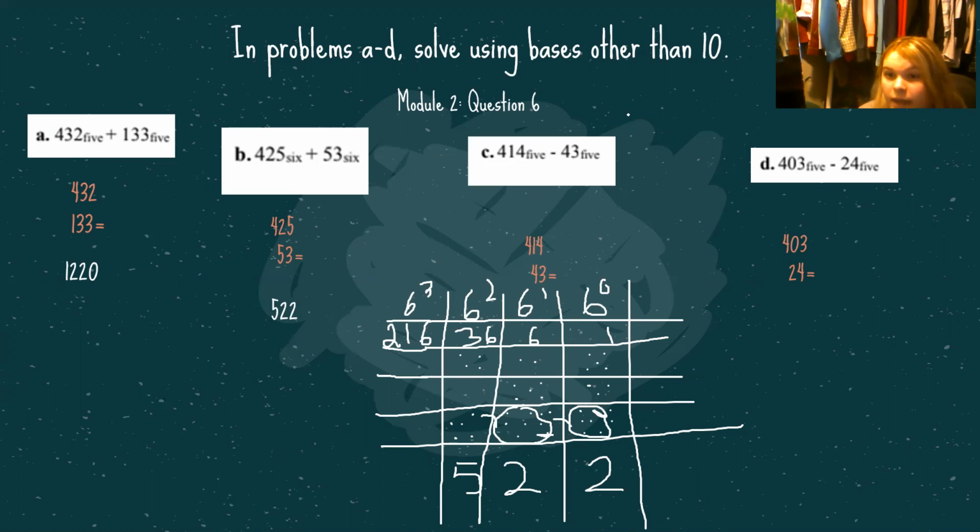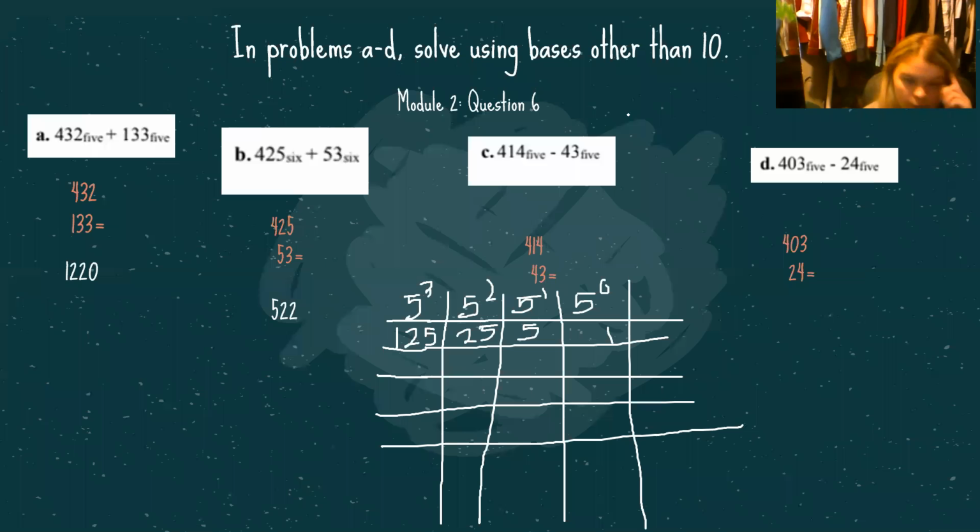a base 5 again. But this time we're going to be doing subtraction. Okay, so we are back in our base of 5. We have 5 cubed is 125, 5 squared is 25, 5 to the first is 5, and 5 to 0 is 1. So now we're going to go ahead and plug in our numbers, but this time we are going to be doing subtraction instead of addition. So let's plug those in, and we have 414.